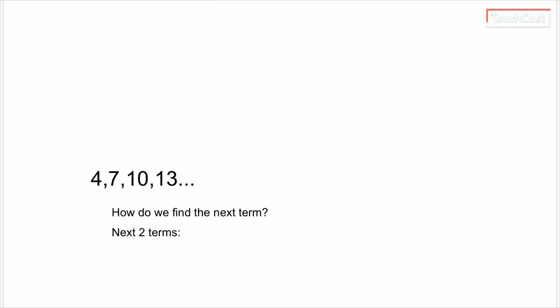answer these questions. If we have a sequence here, how do we find the next term? So whatever would come after 13. And then I want to know the next 2 terms. So the number after 13 in this sequence, and then the number after that. Bring those answers along with any questions that you may have to class tomorrow.